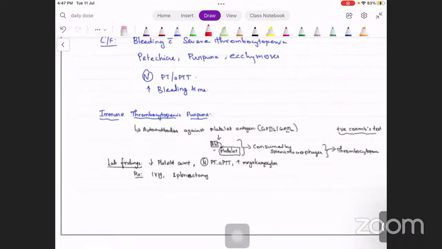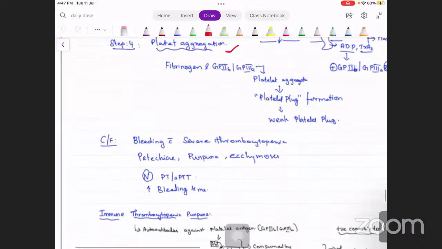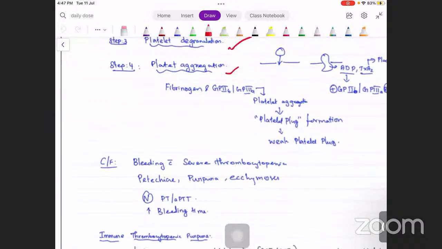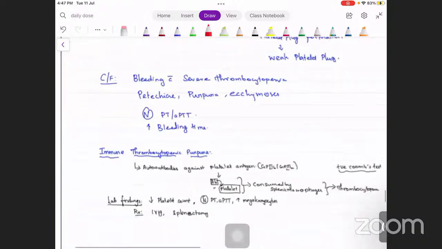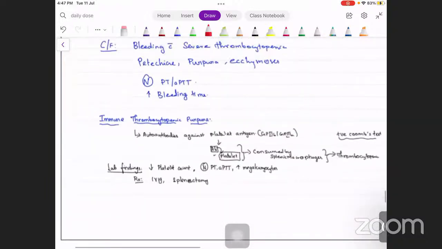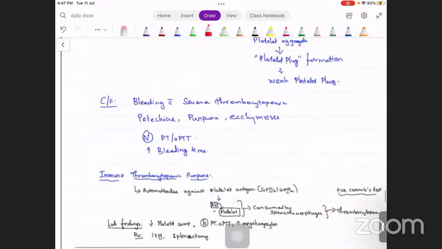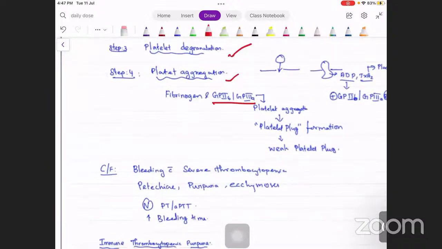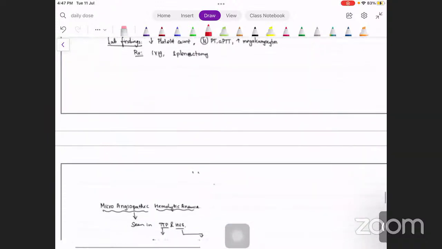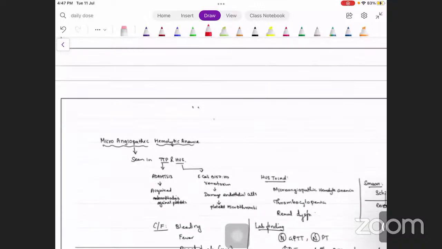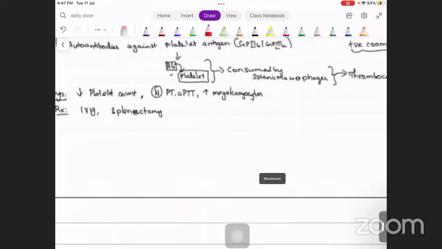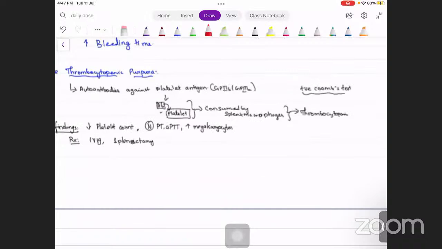So what happens here is there is an antibody which is directed against the platelet antigen, that is your GP2b and 3a. Okay, GP2b and 3a. So since the GP2b and 3a is blocked, will there be any platelet aggregation, people? No platelet aggregation. Yes or no? When there is no platelet aggregation, automatically what will happen? The platelet plug formation cannot happen.